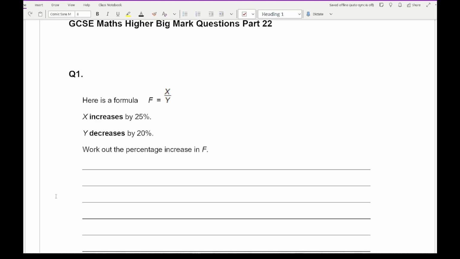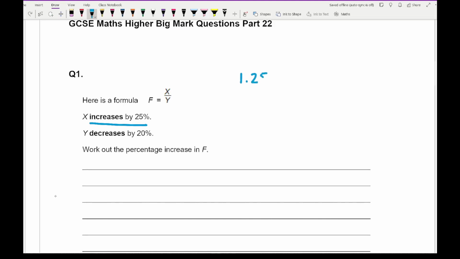It says f equals x over y. It says x increases by 25% and y decreases by 20%. Work out the percentage increase in f. So for this, we first need to establish, using decimal multipliers, how we increase something by 25%. Well, for that we multiply by 1.25, so that's going to be 1.25x.